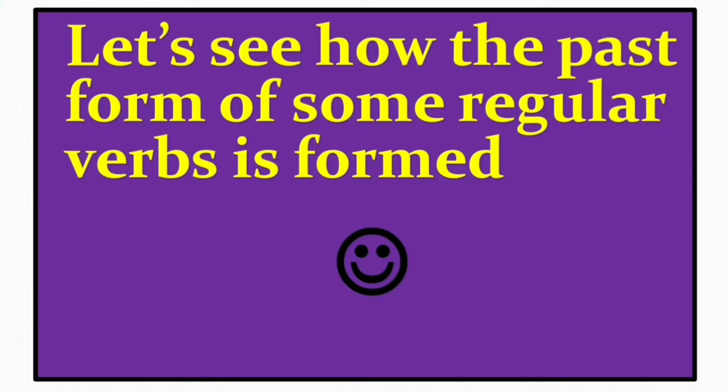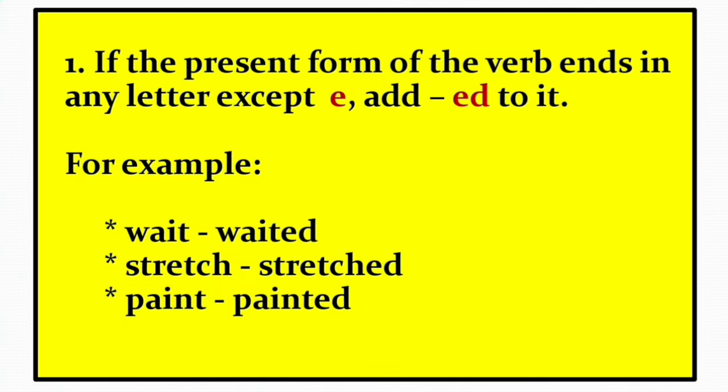So let's see what is the first way, that means how regular verbs become past form. Let's see how the past form of some regular verbs is formed. At first we are going to start with the regular verb, and we will see how they become past form. We can also call it the rule. So rule number 1, or way number 1, is: if the present form of the verb ends in any letter except E, then we have to add ed to it.